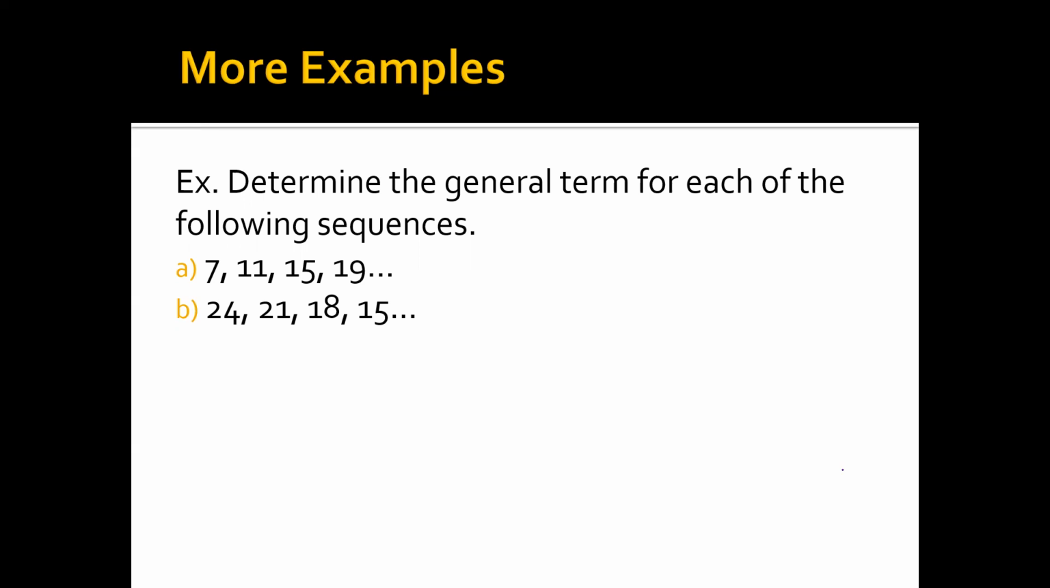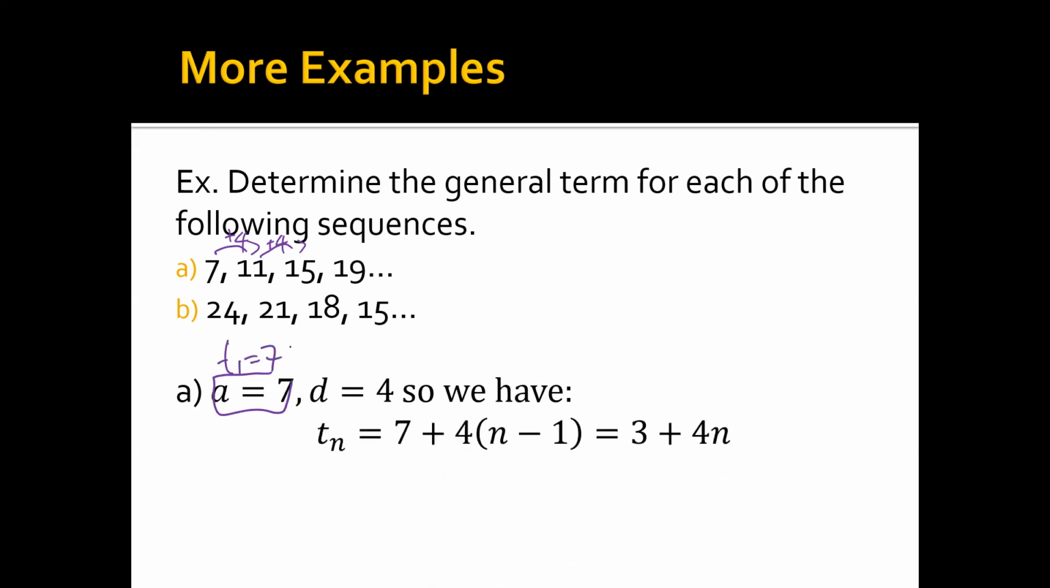And then we have 24, 21, 18, 15, and so on. So the first one here, we notice that it is a sequence where we're adding 4 each time. So because we're adding 4 each time, that means that the difference is 4, and our initial value, t1, I'm going to stop writing that as much, t1 is 7. So that means that our general term is going to be 7 plus 4 times n minus 1.